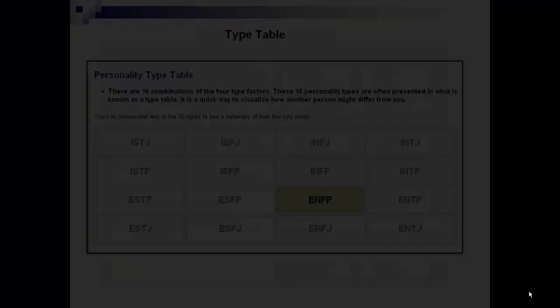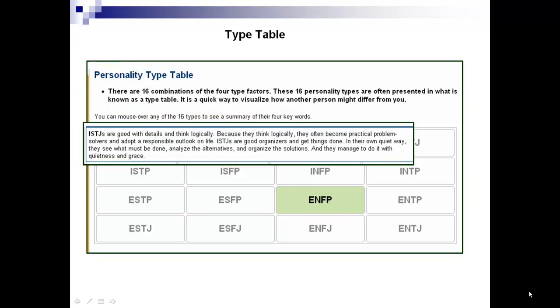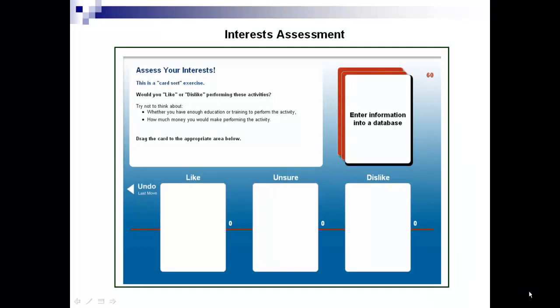A type table always highlights the user's type, and if you mouse over any of the 16 types, you will find its description. The TypeFocus motto provides a unique and engaging way for Leona to see herself. When she gets to the interest assessment, it is presented as a card sort exercise, again to be different and engaging.